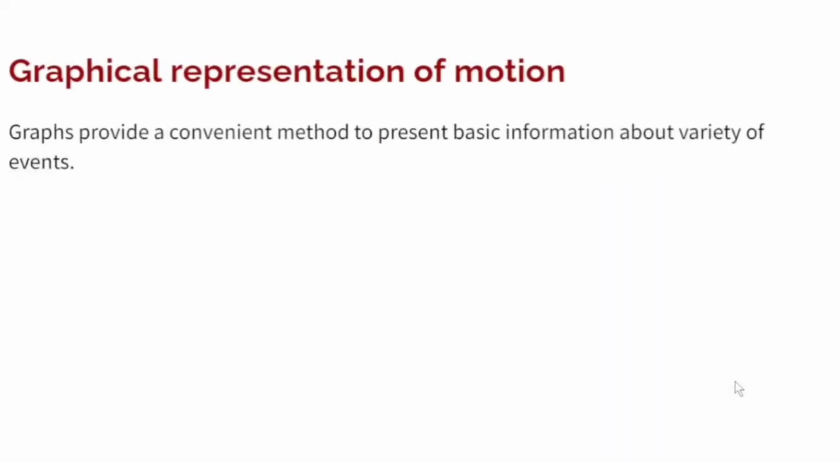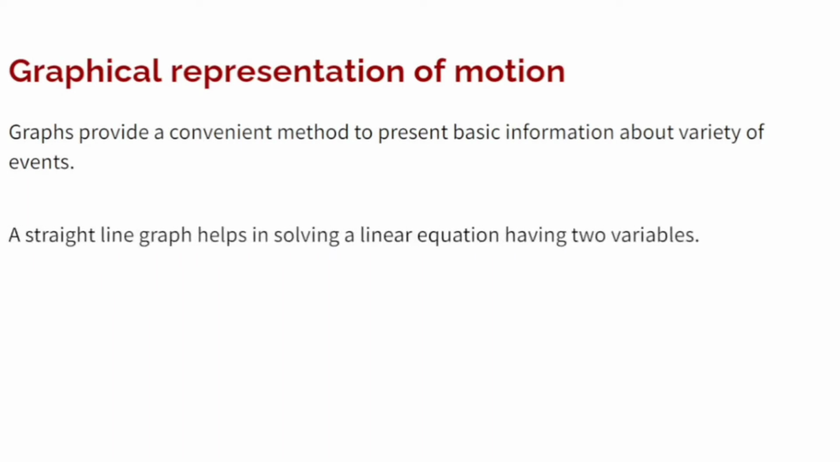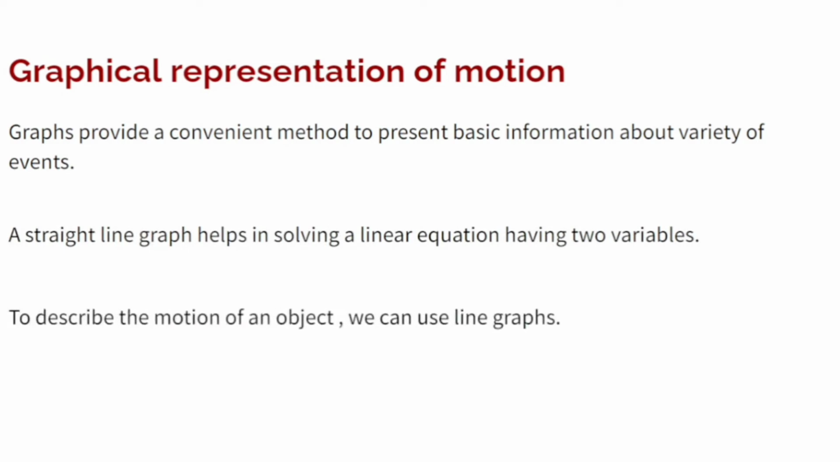Graphical representation of motion. Graphs provide a convenient method to present basic information about a variety of events. A straight line graph helps in solving a linear equation having two variables. To describe the motion of an object, we can use line graphs.